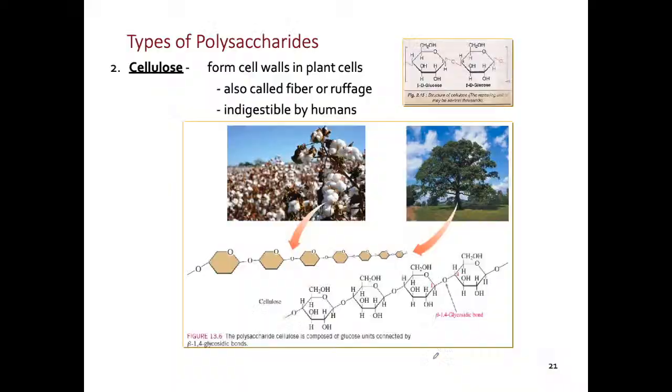The second type, which is not digestible in our body, is your cellulose, the sugar that is present in cotton and plant fibers, but it is indigestible by humans. So this is beta D glucose and beta D glucose in a long chain. In cotton and in the plants, they are all present, and they are also bonded by beta 1-4 glycosidic bonds.